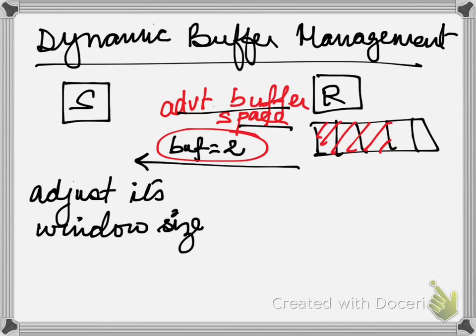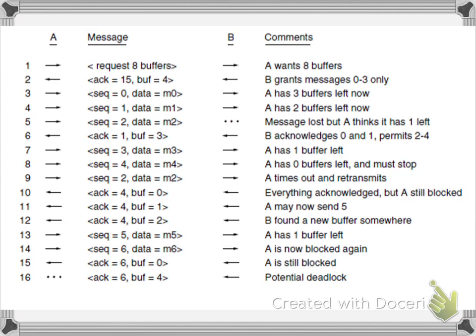It will send the buffer space to the sender, and the sender, on receiving this, will adjust its window size to reduce the flow. That way the buffer will be managed dynamically. So at runtime it is going to be adjusted. Here this is an example.